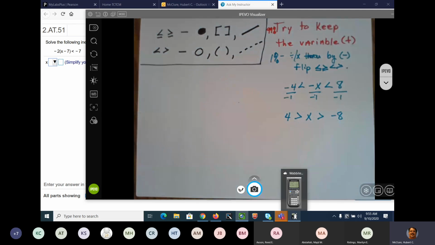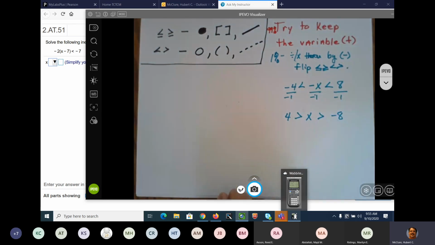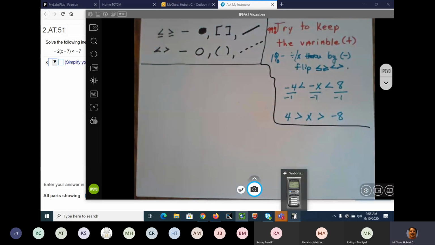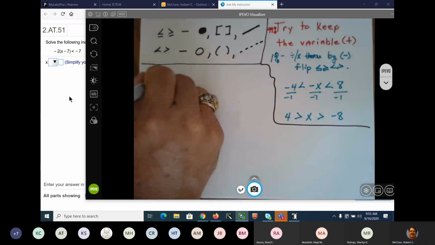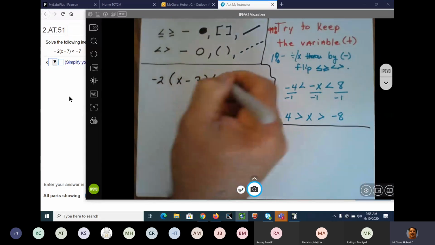Okay. Now, I like to keep things simple, and if you want to play, flip the inequality, knock yourself out. But I'm not going to teach it that way. I'm going to teach it 99%. I'm going to try to keep the variable positive. So with that being said, on inequalities, I'm going to do this problem. So -2(x - 7) less than -7.